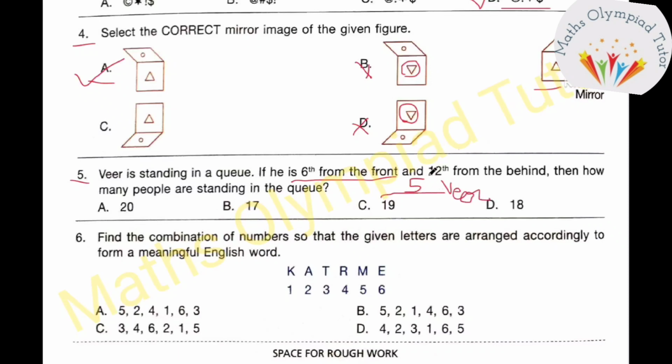Then it says he is 12th from the behind. So this means 11 people are standing behind Veer. So total people are 5 who are standing in front of Veer, then Veer himself, and then 11 people standing behind. 5 plus 1 plus 11. That is going to be our answer. So that is 17. 11 plus 5 plus 1, that is 17 is our answer. There are in total 17 people standing in the queue.